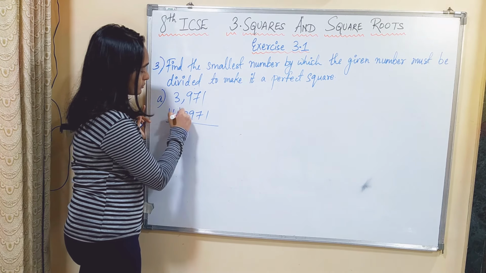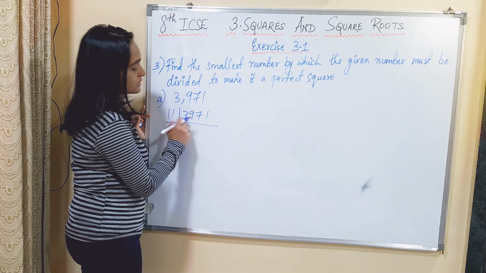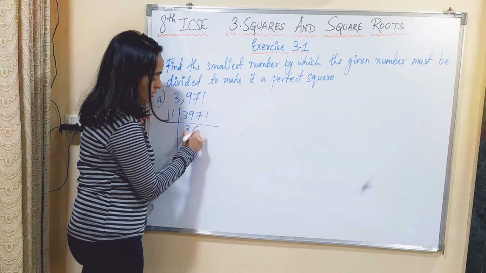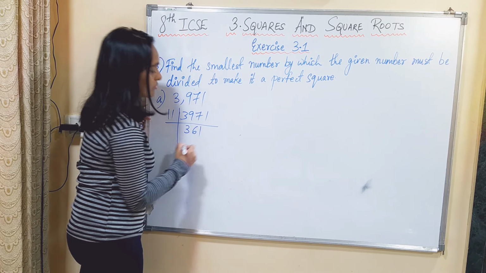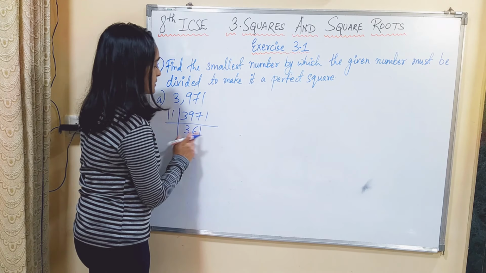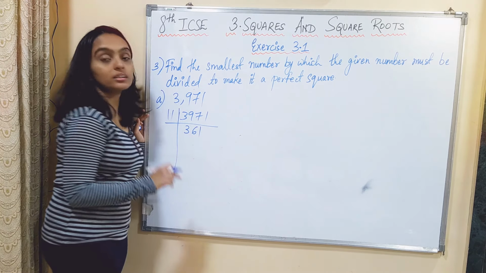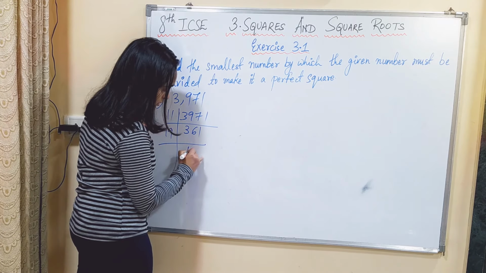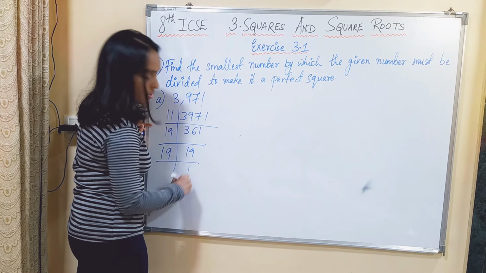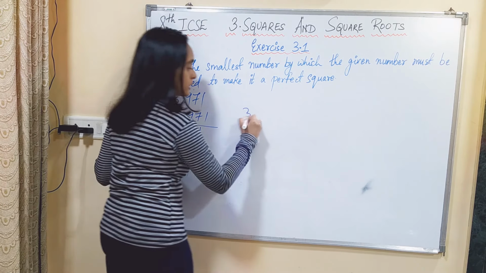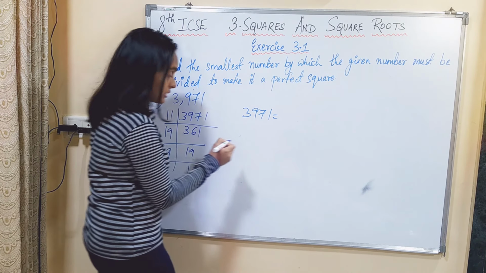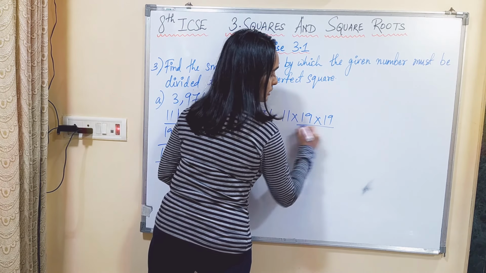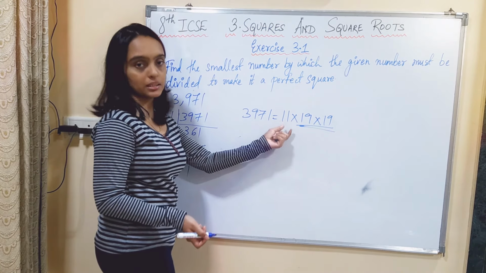So 11 3s are 33. So then carry 3. So 11 6s are 66 plus 1, 67. Then carry 6. So 11 1s are 11. Now 361. 361 is the square of the number 19. So 19 19s are 361. So 3971 can be written as 11 multiplied by 19 multiplied by 19. So we can pair 19 and the unpaired one is 11.